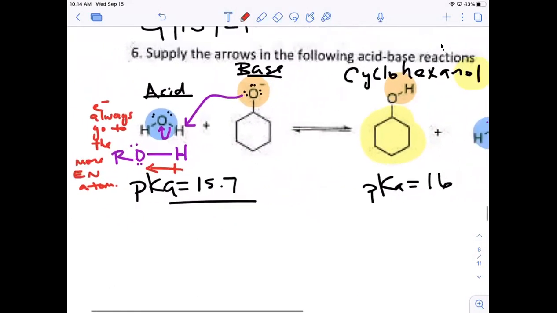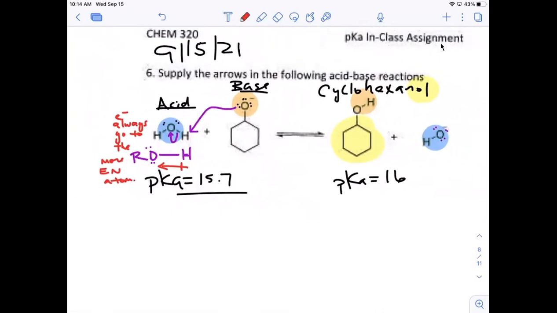All right. So now we got that. We see that. Which way will equilibrium favor? Is it the cyclohexanol? Yes. Equilibrium is going to be favored in this direction. Very good. Who was that? Tia? Nice work.